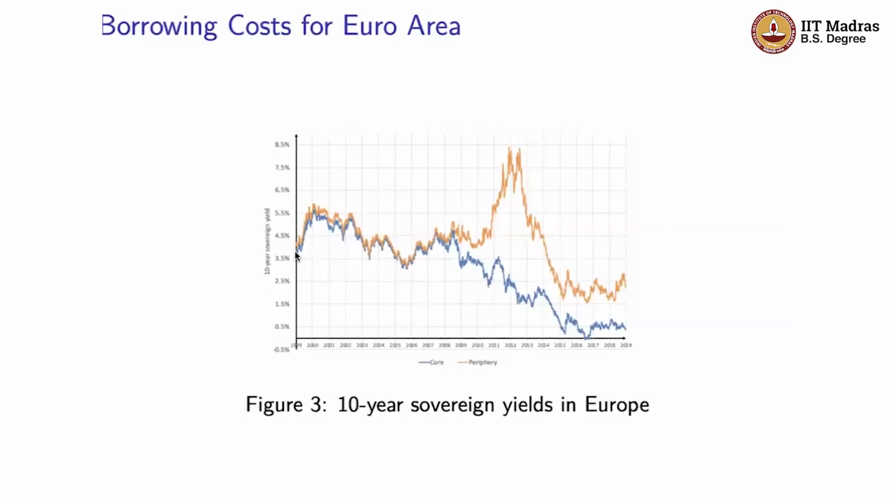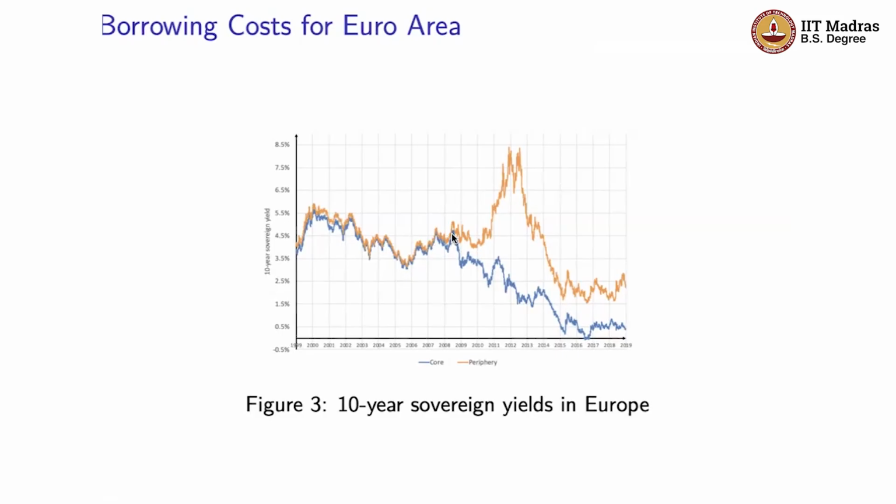So this again has the 10-year sovereign yield. So think about the interest rate on the 10-year bond being issued by the government. And you can see that initially, beginning from 1999 till around 2008, the interest rates issued by governments in the core region and the periphery region were very close, right? So you can see that these two curves actually overlapped a lot.